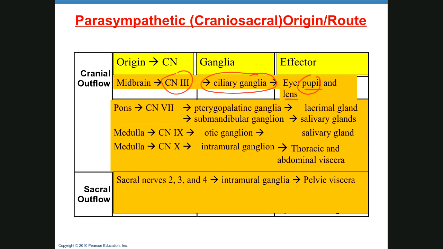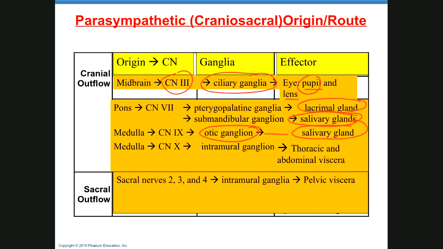Cranial nerve number 7, which is facial, has 2 ganglia, the pterygopalatine ganglia and submandibular ganglia. Pterygopalatine goes to the lacrimal glands. Submandibular is going to go to salivary glands. Nerve number 9, glossopharyngeal, has the otic ganglia, which also goes to salivary glands.